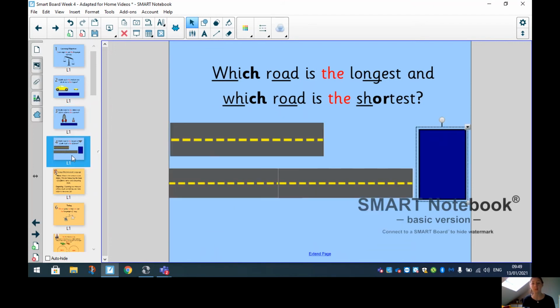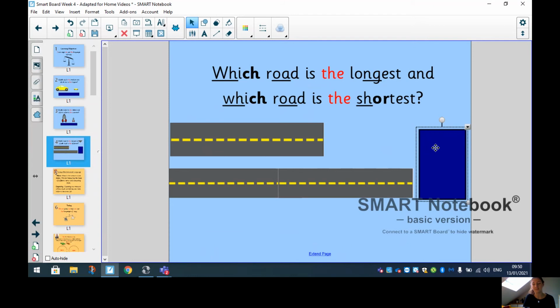Which road is the longest and which road is the shortest? Okay, so longest is the furthest apart, so the longest one, the one that goes further, and the shortest. Have a look, tell your adult and see which one you think is the longest and the shortest. Again, these are new words. We're not using big and little anymore. We're using new words like longest and shortest.